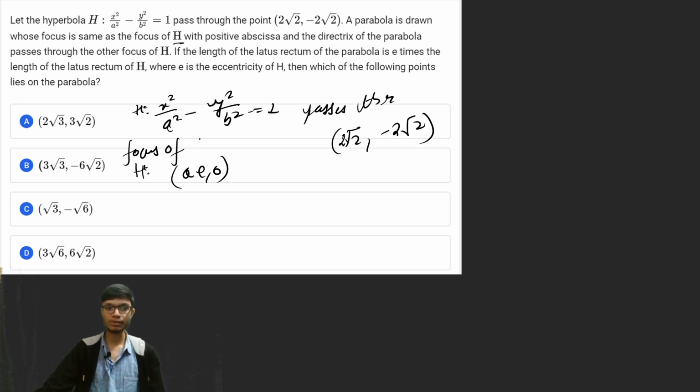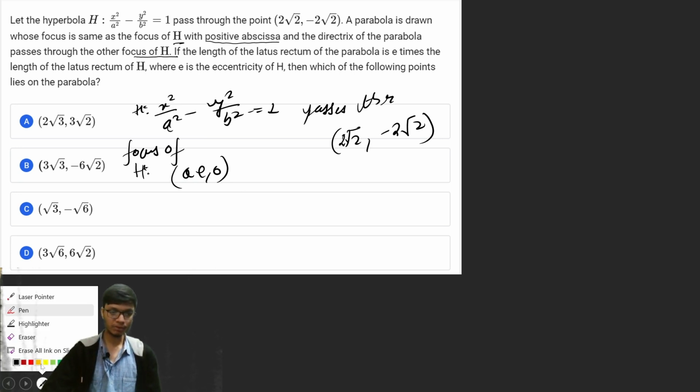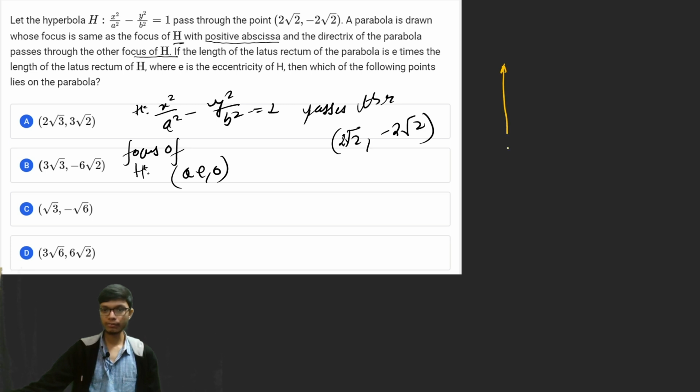So one of the foci of H, with positive abscissa, is the focus of the parabola, and the directrix of the parabola passes through the other focus of H. So the other focus of H will be (-ae, 0). How can we solve this particular problem? If we draw the situation, it is somewhere of the fashion like this.